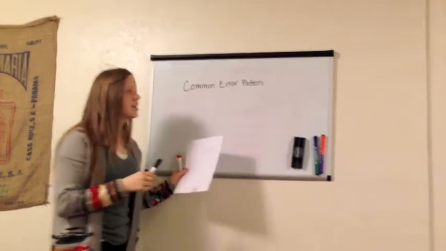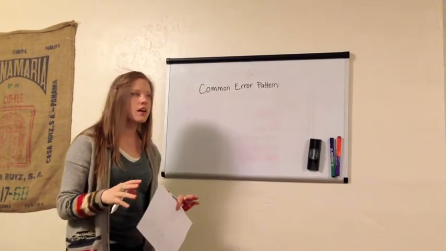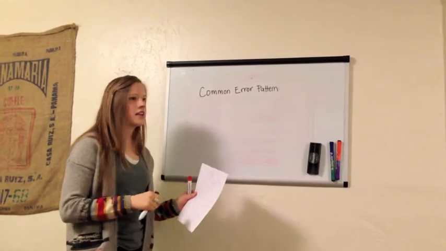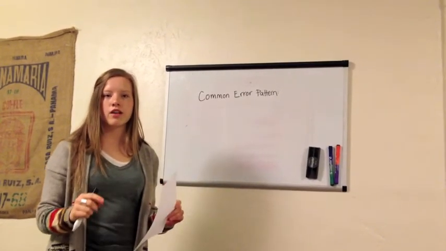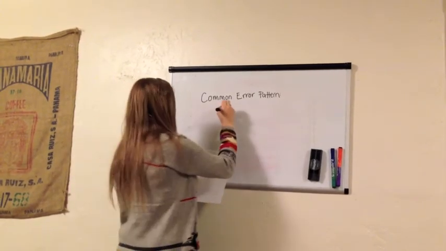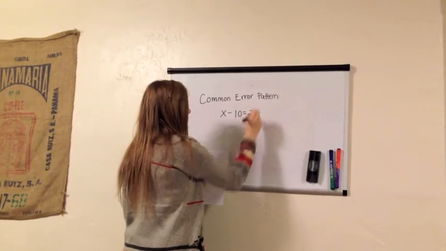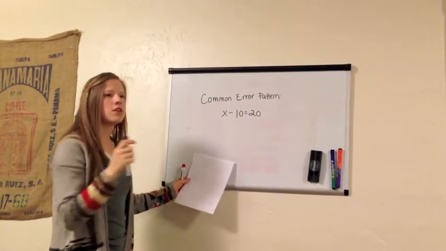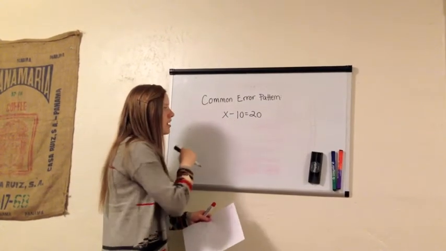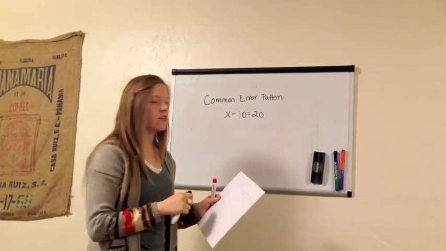Okay, so let's take a look now at a common error pattern, because even though we're working with fairly simple and basic linear equations, it's easy to get in a rush and not follow the basic steps of balancing an equation on both sides. So let's take this problem, x minus 10 equals 20. Pretty standard. We know our rules. We know we have to do the order of operations, so we must add 10 to both sides in order to get the x alone, so we can solve for it.